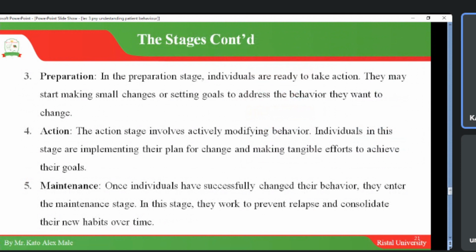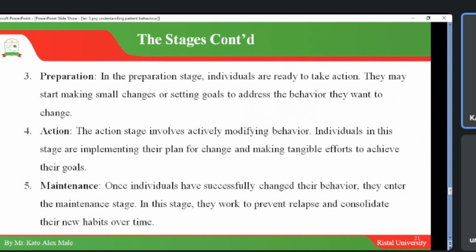Then number 3 is preparation. Now individuals enter the preparation stage, and here they are ready to take action. They are no longer contemplating. They are sure they have to change their behavior. As a healthcare professional, you must have these stages at your fingertips because they will help you a lot whenever you are engaging your patients or communities. They may start making small changes, setting goals to address the behavior they want to change. They start buying attire for aerobics. They start registering at the gym.